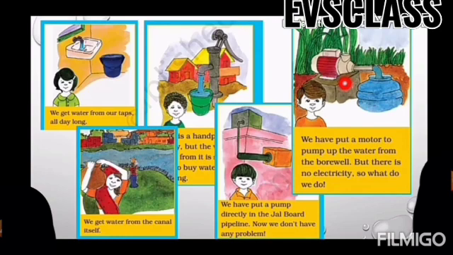So another child is facing a lot of problems. He's standing in a long queue to collect the water, and sometimes people will fight each other. So different children are having different situations they are facing for the collection of water.